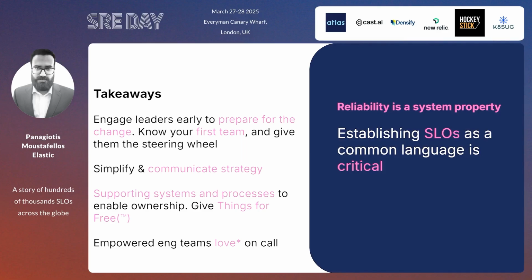Lastly, and more importantly, reliability is a system property. So the best way to design for reliability is in the early phases of a product. It's super important to understand what exactly the SLO is that you want to achieve, and going through reviews very early with the help of the SRE teams is really helpful. Establishing SLOs as a closing statement, as a common language, is the most critical thing.